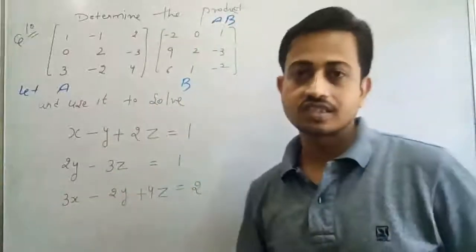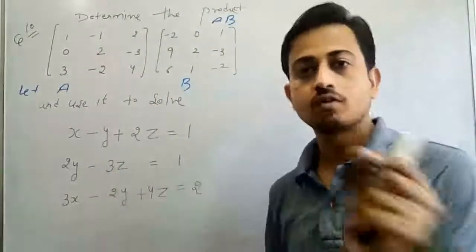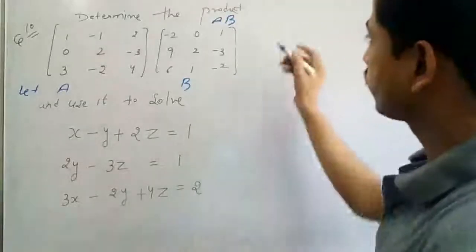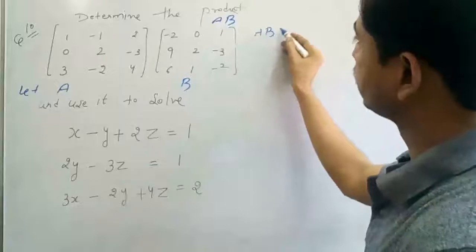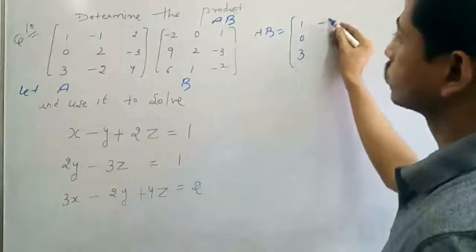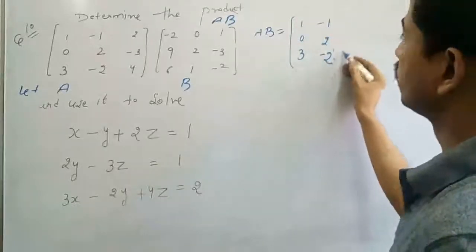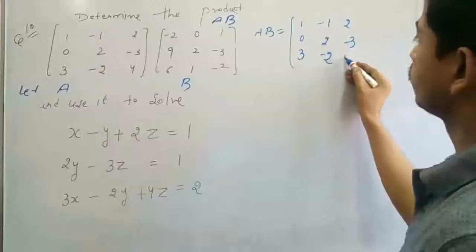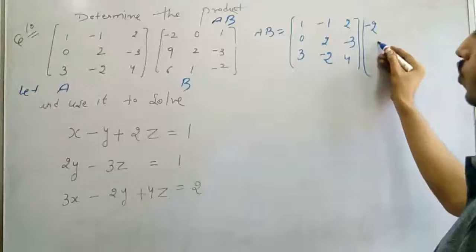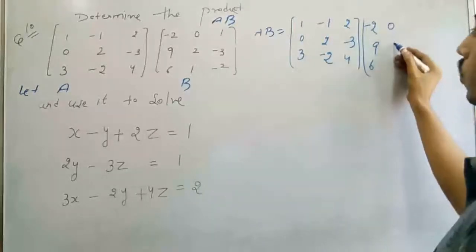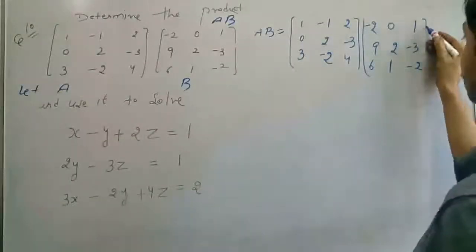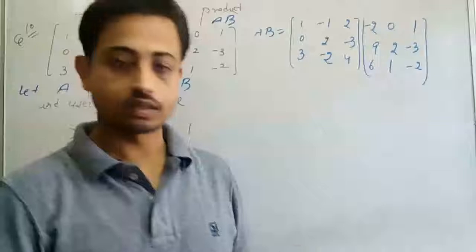Now what's the first step of this question? You have to find the product. So the first step is to find the product. I am going to find the product AB. A is 1, 0, 3, minus 1, 2, minus 2, 2, minus 3, 4. Now what is B? B is minus 2, 9, 6, 0, 2, 1, 1, minus 3, minus 2. You have to find its product. Now start.